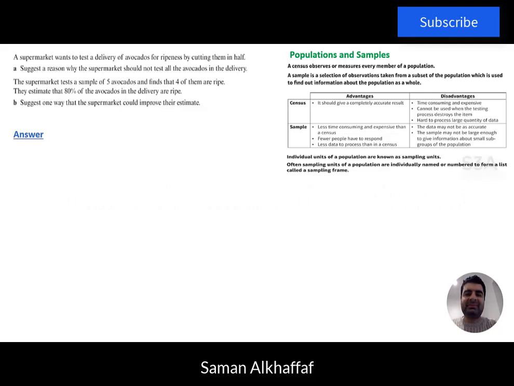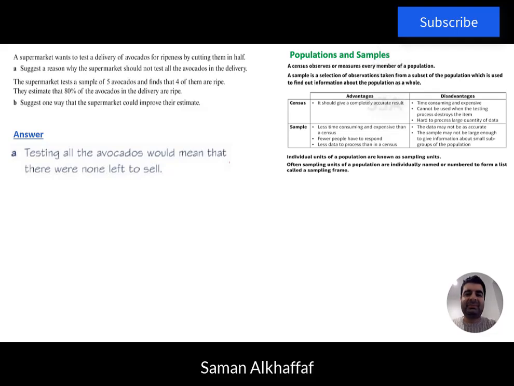So in the scenario, we're looking at populations and samples. In the first part, we need to suggest a reason why the supermarket should not test all of the avocados. Testing all the avocados would mean that there will be none left to sell. So it's not the right approach to take in this scenario.